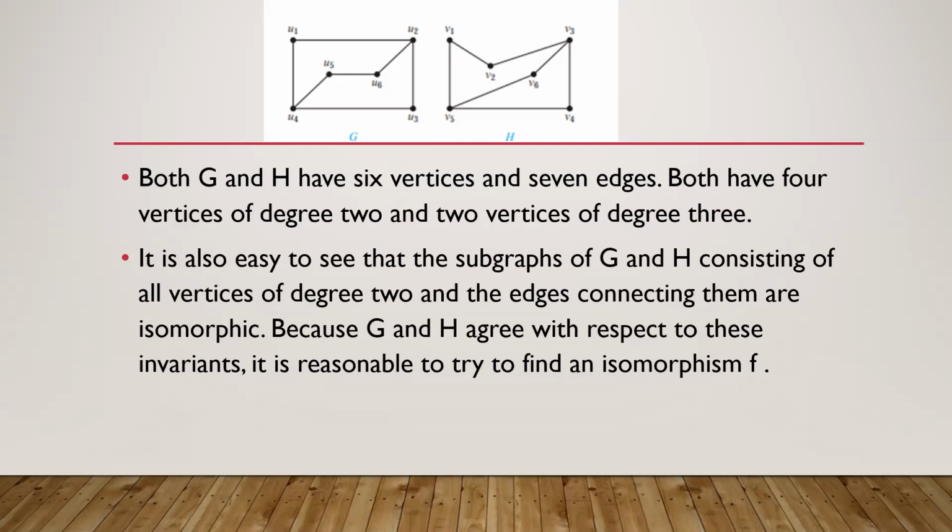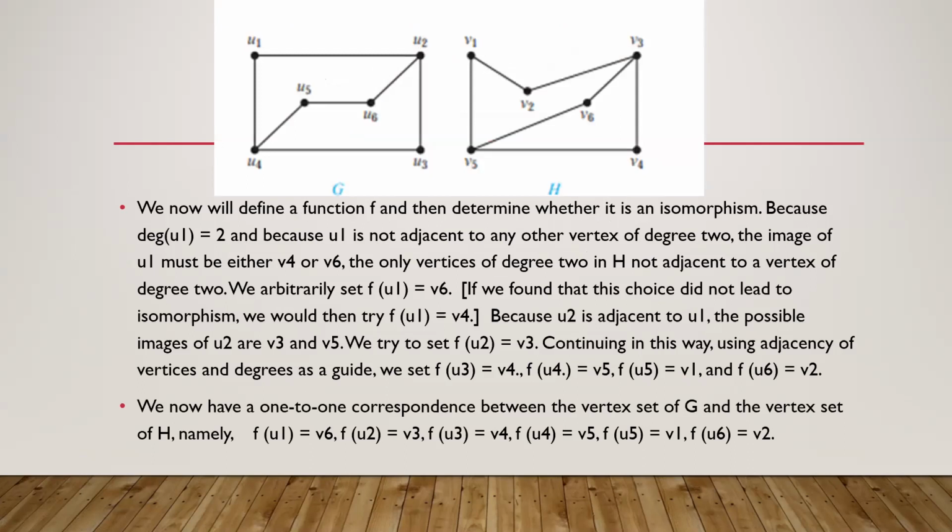Because G and H agree with respect to these invariants, it is reasonable to try to find an isomorphism function f. So we now define a function f and then determine whether it is an isomorphism. Because the degree of u1 is 2, and because u1 is not adjacent to any other vertex of degree 2, the image of u1 must be either v4 or v6.